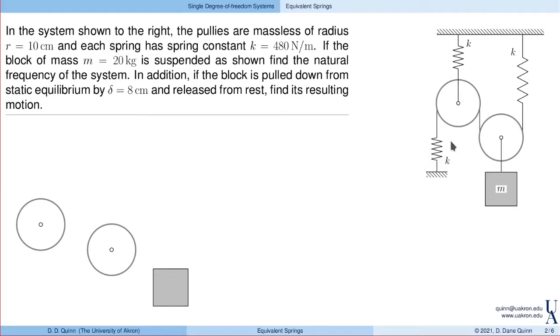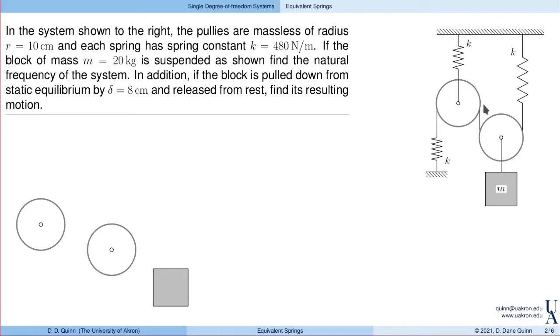Notice that the spring on the left here is connected to a cable which wraps around the left pulley, which then wraps around the right pulley, which finally is connected to another spring attached to the ground. And the pulley on the left is also connected to the ground with a spring. Again, each of these springs is identical, of stiffness K.